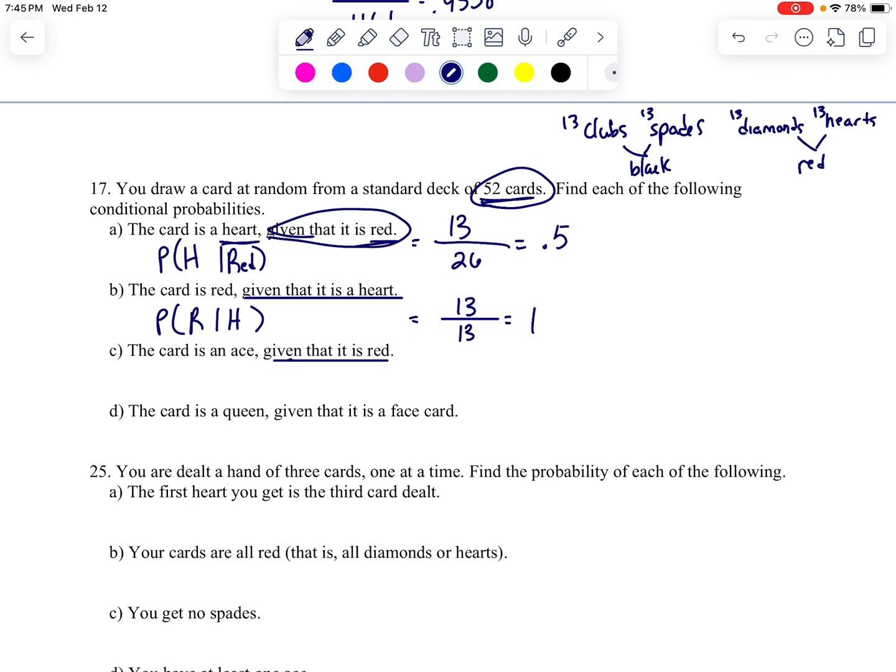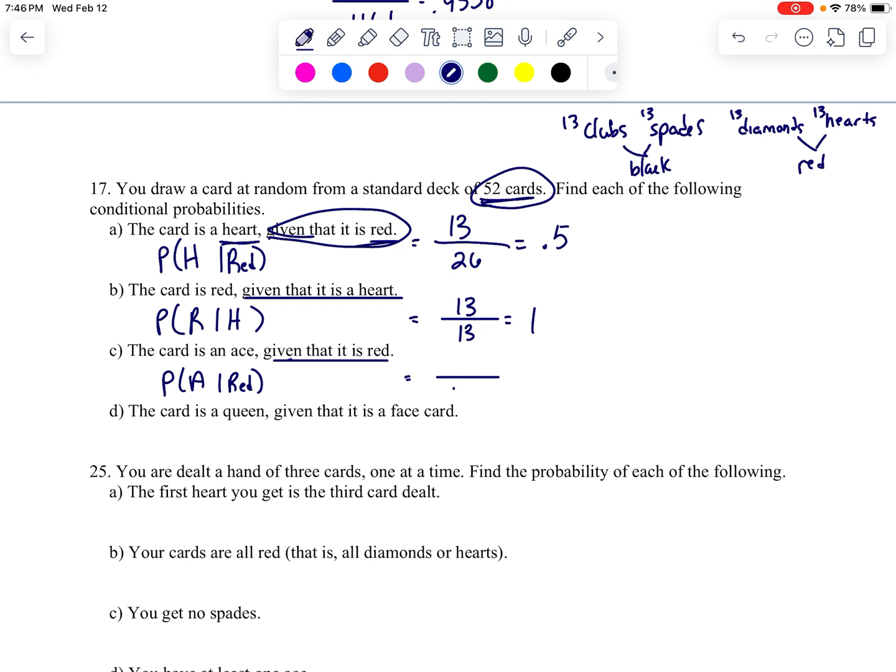Okay? Again, think about this logically. Given that you have a red card, well, how many red cards are there in the hand? Well, there's 26. Okay? So I know I'm going to have 26 as my denominator. And again, we'll write this out. So the card is an ace, given that it is red.